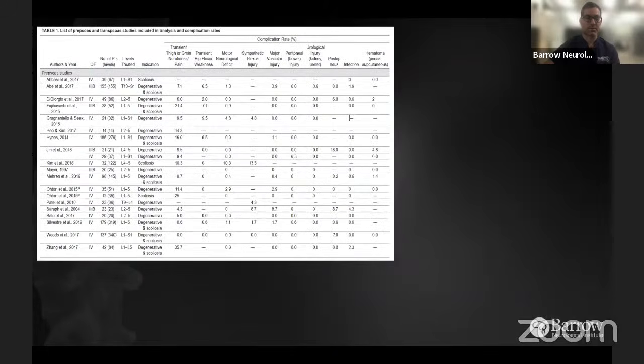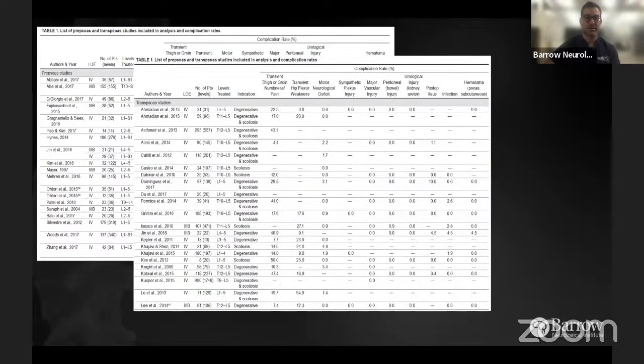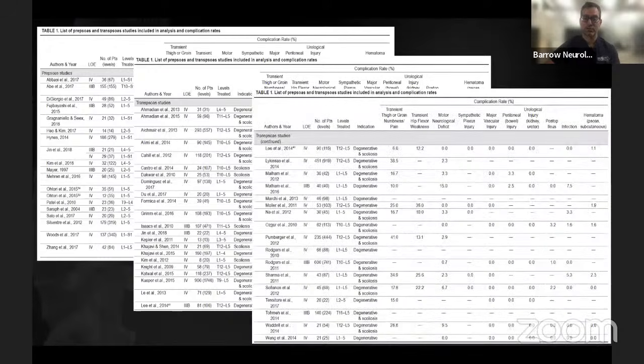So here's Table 1 from this paper, just showing you the long list of papers that were included. We won't go through all of these specifically, but you see there are variable rates of complications in each of these papers, and what was actually reported varied in each paper.